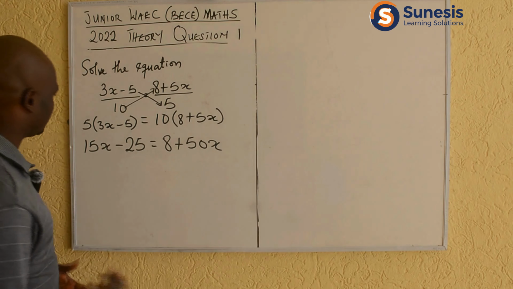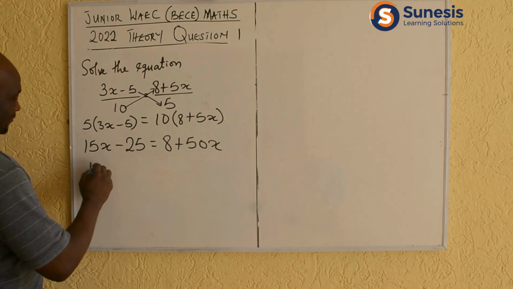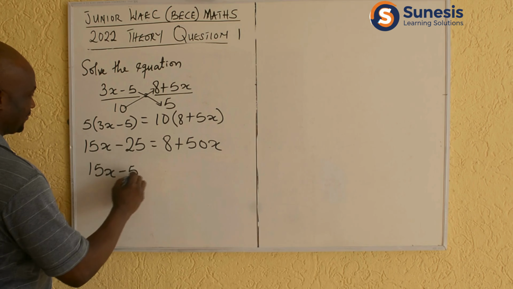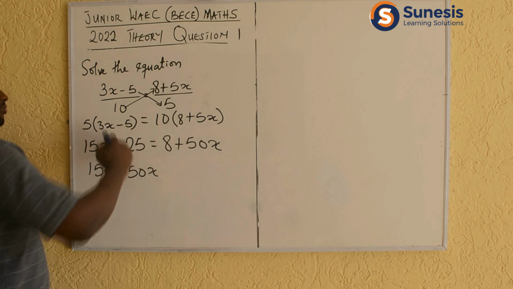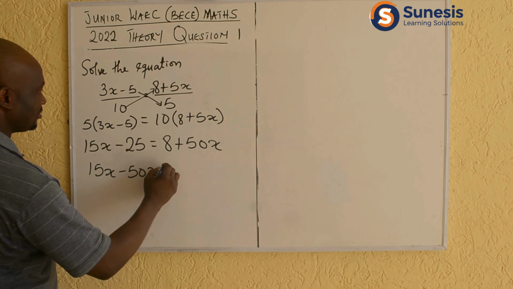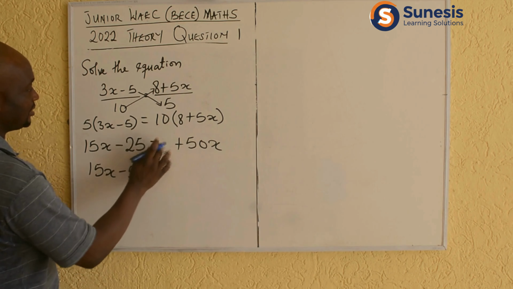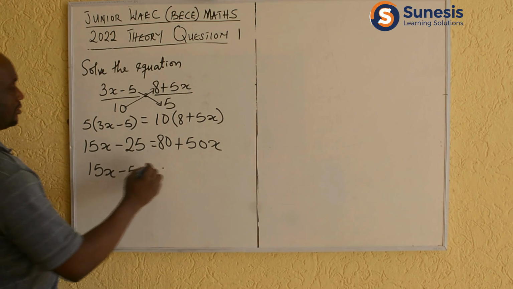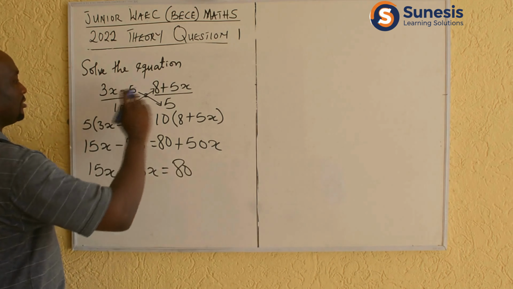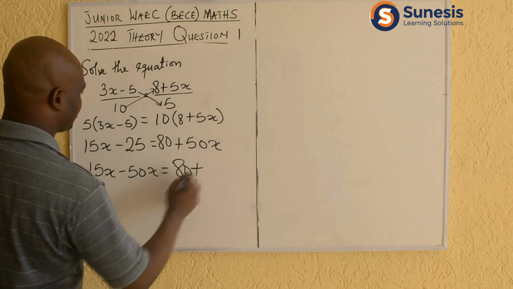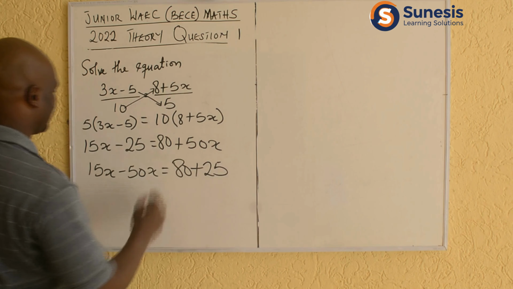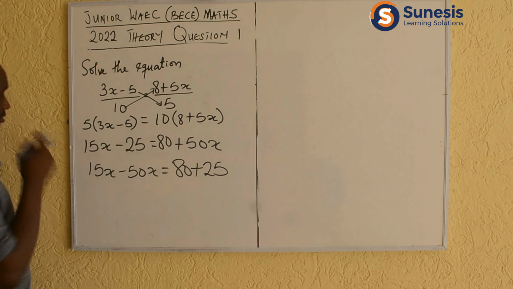Alright? Now, connect the like terms. Let the like terms connect with themselves. That means it will be 15x minus 50x, because when this plus 50x come here, this sign will change. Oh, sorry, this is 80. It will be equal to 80, and when this minus 25 come here, the sign will change to plus, and it will be 25.